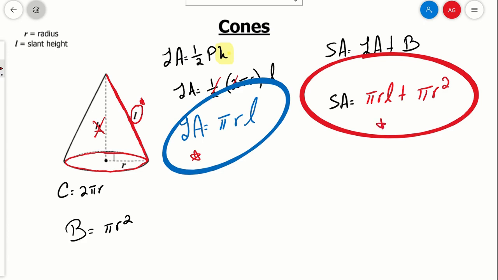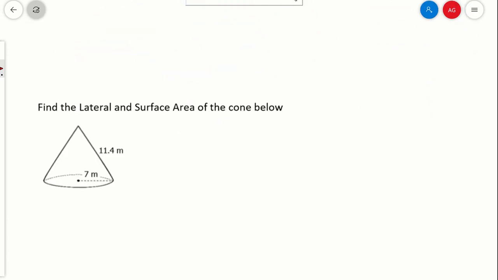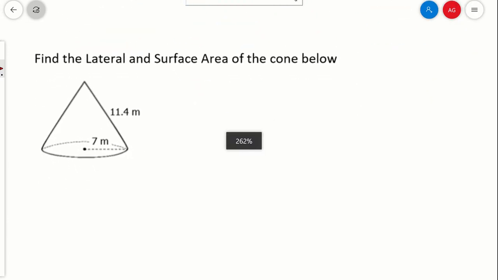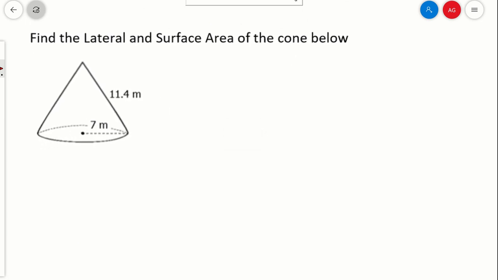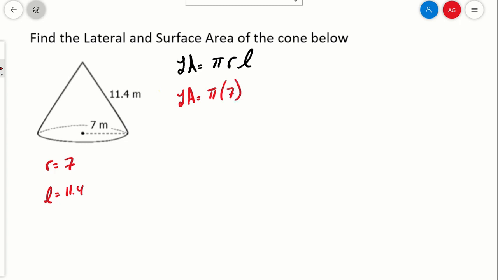So now let's go ahead and practice some of these problems. Here's the first one. The first problem is asking me to find the lateral and surface area of the cones below. Remember, lateral area is just pi the radius times my slant height. Here, all I've got to do is, my radius is 7, my slant height is 11.4. Now all I have to do is substitute those values in and get my answer. So pi is going to stay as pi for right now. I'm going to put parentheses around my radius, 7, and then my slant height was 11.4.